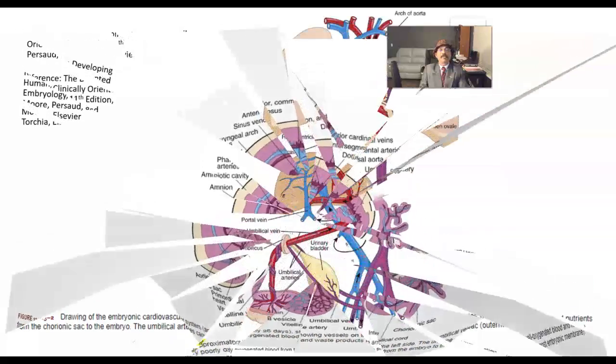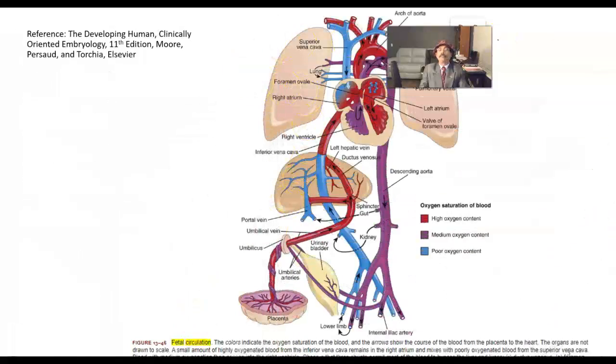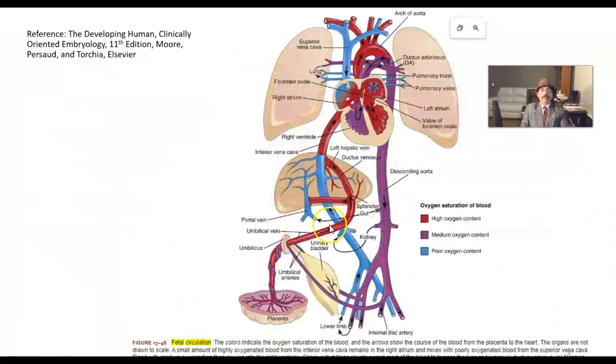The remaining vein is the left umbilical vein. Now, if we go to the fetal circulation, we'll find this is the ductus venosus. It connects the left branch of the portal vein to the inferior vena cava. This is the inferior vena cava. And this will eventually be the ligamentum venosum. This is the fetal circulation. After birth, it will be the ligamentum venosum.